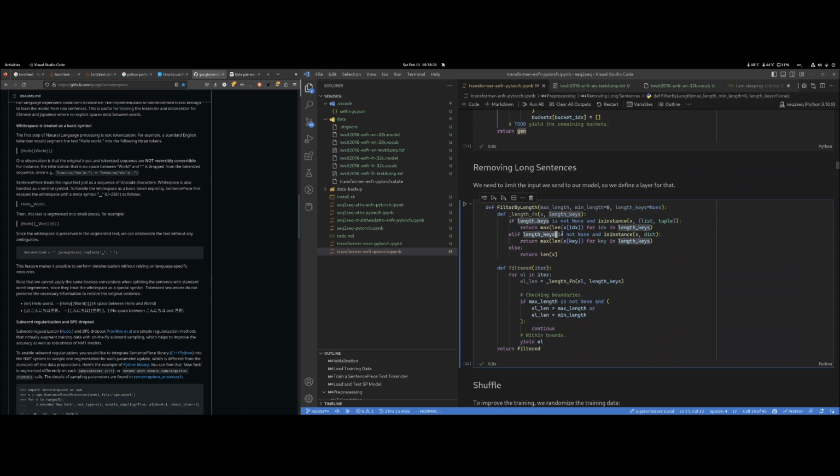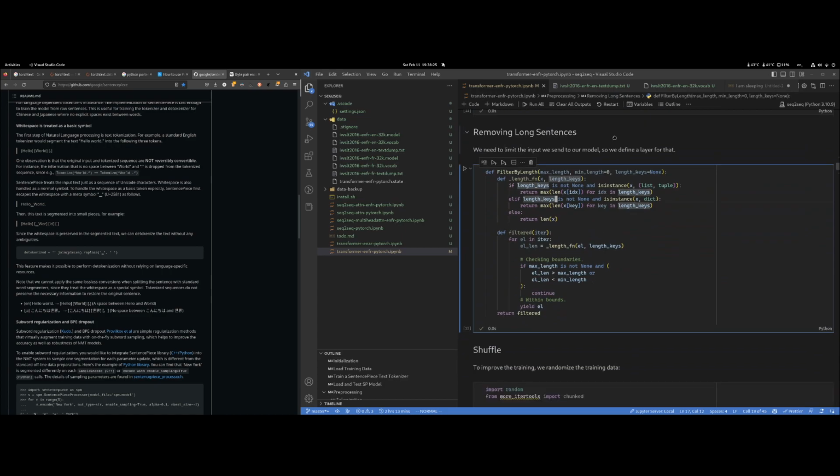Now, obviously, another thing that we need to do as pre-processing is removing long sentences. So you have to have a limit to your transformer. I mean, the bigger you make it, the more computation power you need. So it's always a good idea to say, well, I would like to limit my transformer to, for example, statements of 512 tokens maximum.